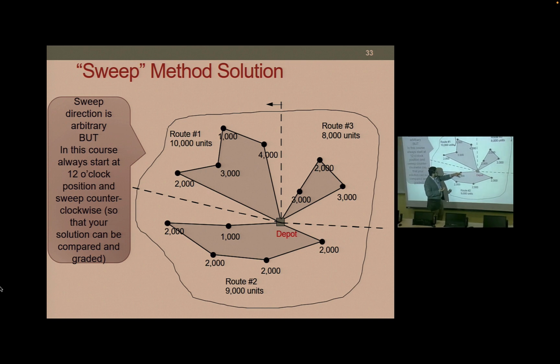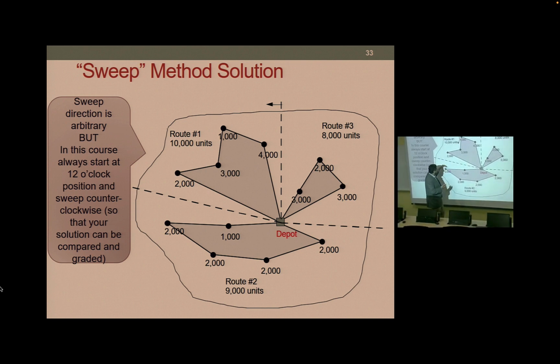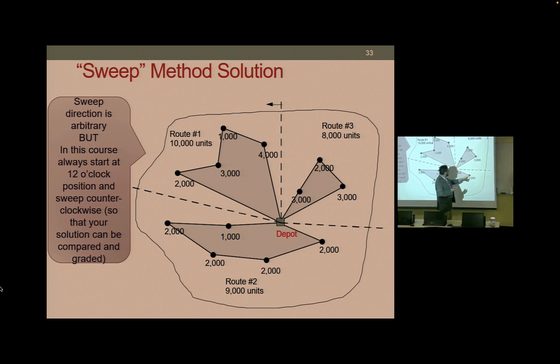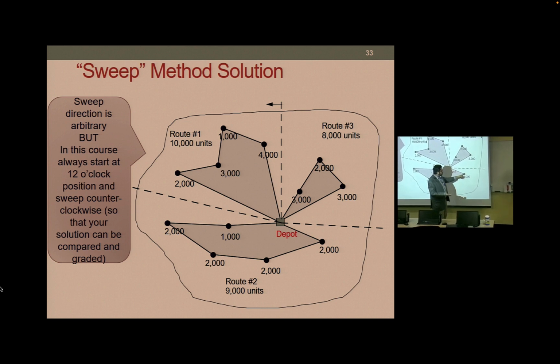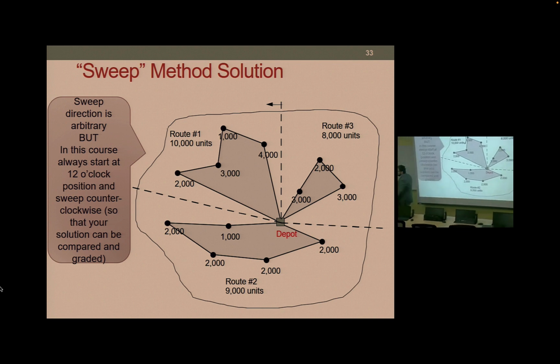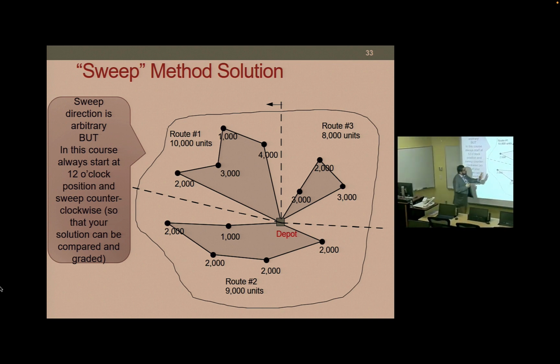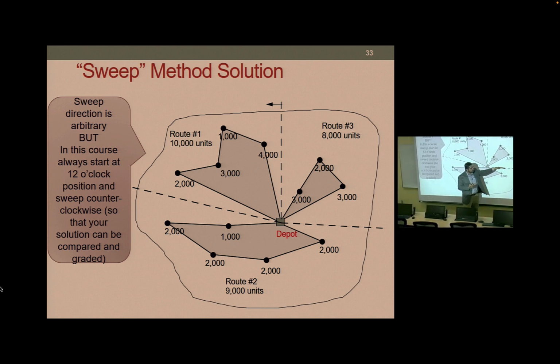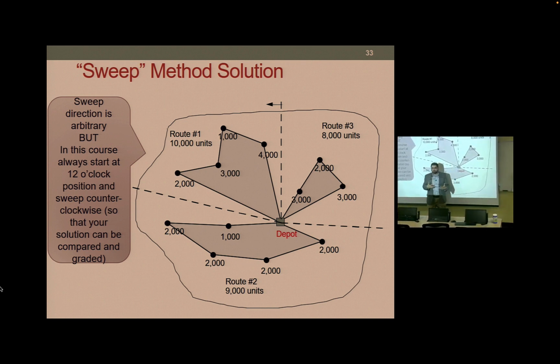So we hit this customer first, we visit him first, then we hit this customer, we visit them, then we hit this customer, we keep sweeping, hitting customers until we're out of truck capacity. Again, truck capacity is a constraint, so we have to come back to the depot, draw a new line and start sweeping again. Okay? So in this course, I always want you to start at the 12 o'clock position and sweep counterclockwise so that your solution will match my solution. If you start at 3 o'clock and sweep clockwise, you'll get different routes.